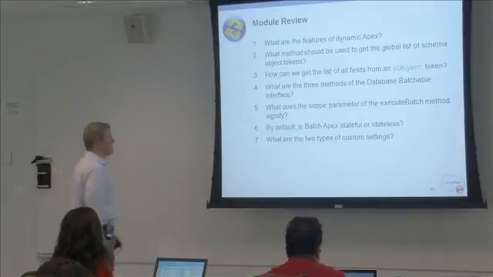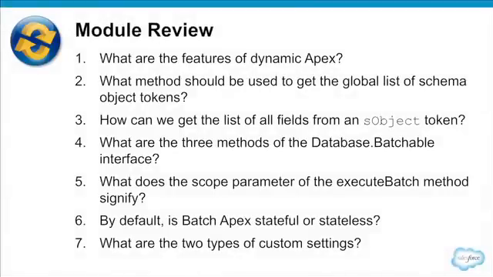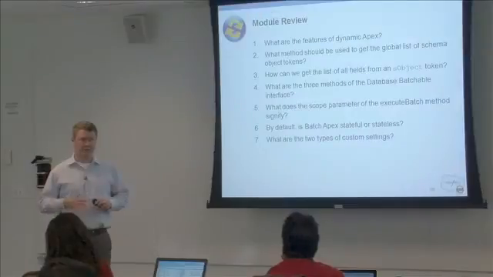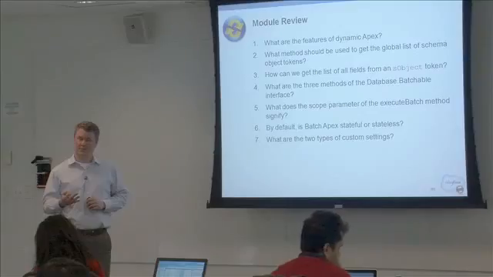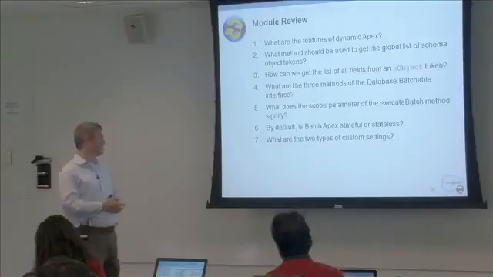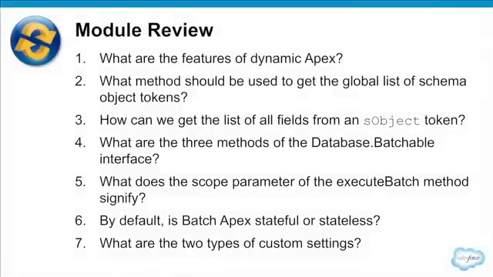So, what are the different parts of Dynamic Apex? What are the things that we throw under the umbrella of Dynamic Apex? Dynamic SOSL, Dynamic SOQL, Schema Describe, and then Dynamic what? Dynamic DML. Very good. What method should be used to get the global list of schema object tokens? Does anyone remember that? Very good, getGlobalDescribe.